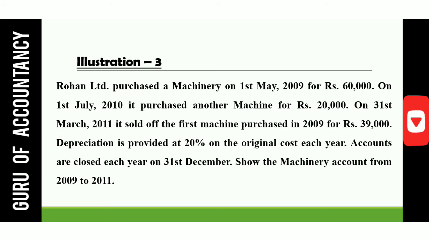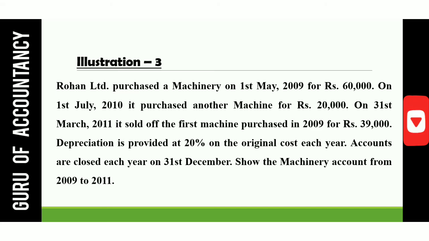Rohan Limited purchased a machinery on 1st May 2009 for rupees 60,000. Remember the date, 1st May 2009. On 1st July 2010, it purchased another machine for rupees 20,000. The year has changed, 2010 and 1st July. On 31st March 2011, it sold off the first machine purchased in 2009 for 39,000. So the first machine of 60,000 is sold out.